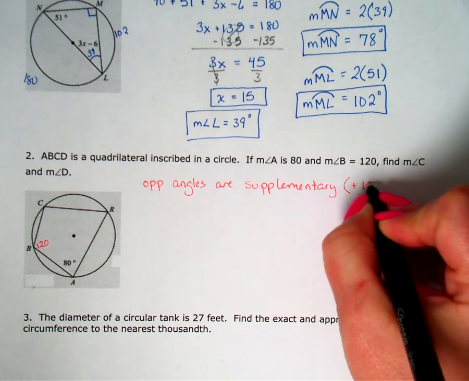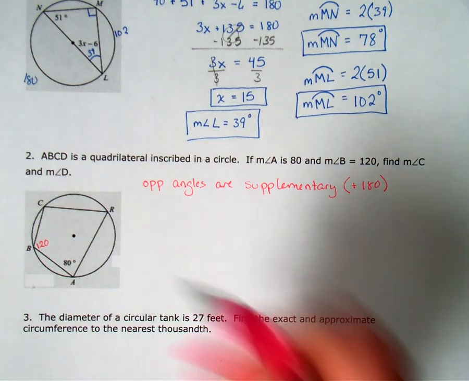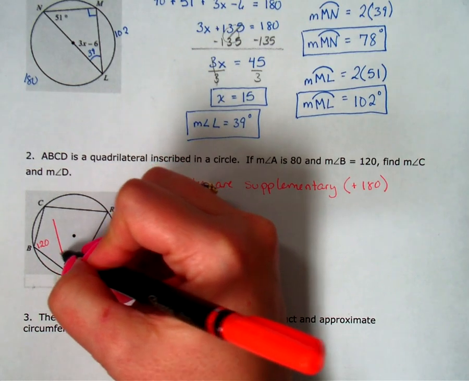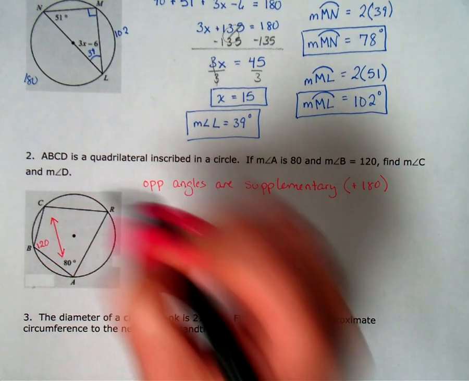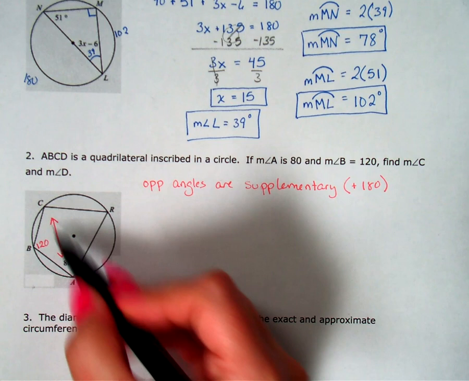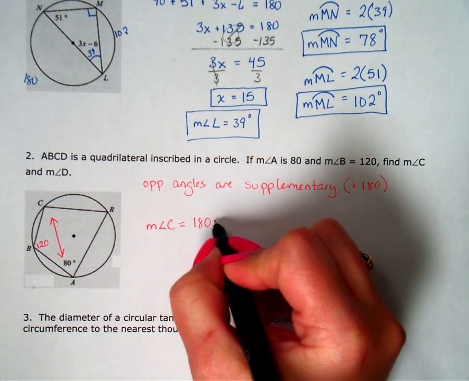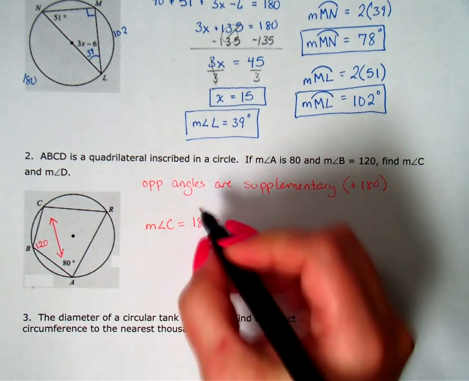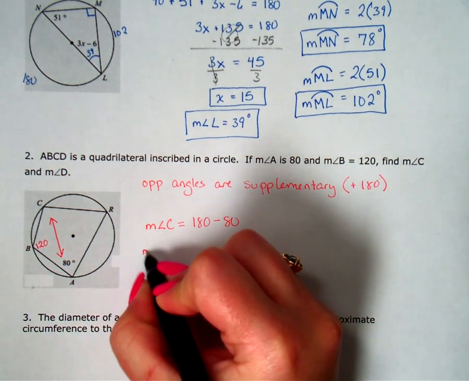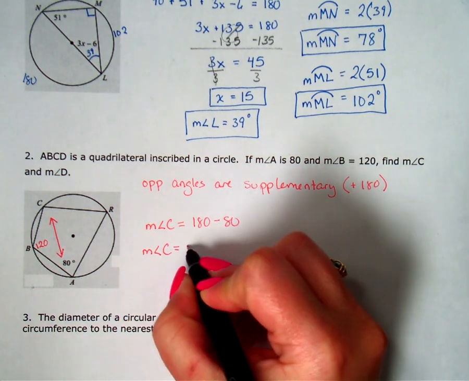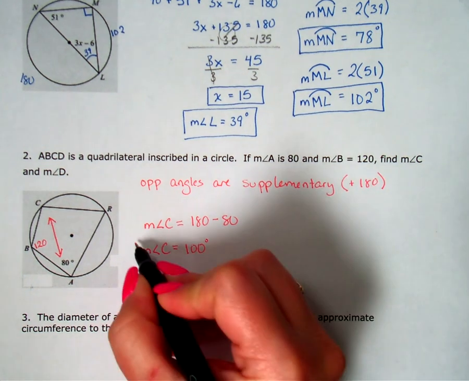Meaning they add up to 180. So when I want to find angle C, if I look across the quadrilateral from it, these two angles have to add up to 180. So the measure of angle C is going to be 180 minus what I've already used, the 80 degrees. So the measure of angle C equals 100 degrees.